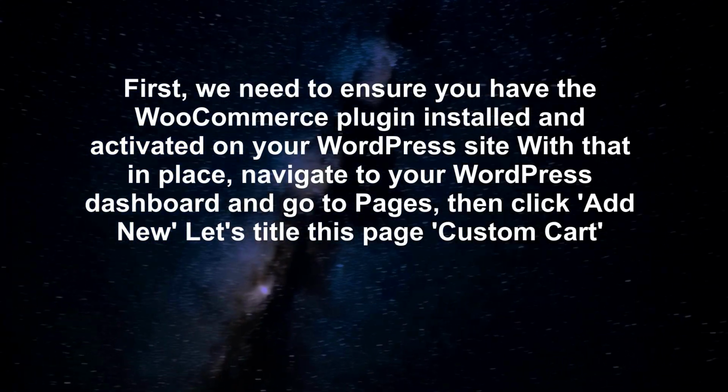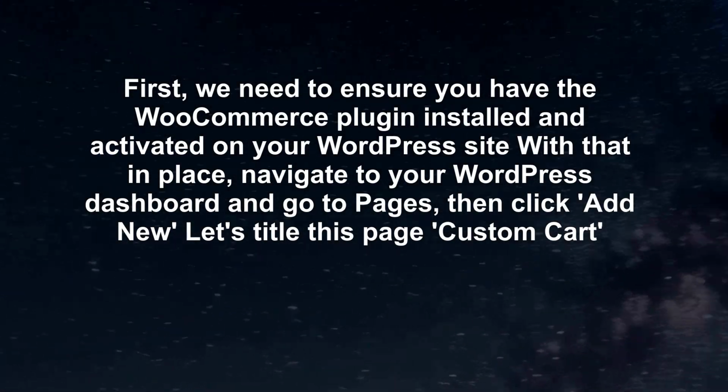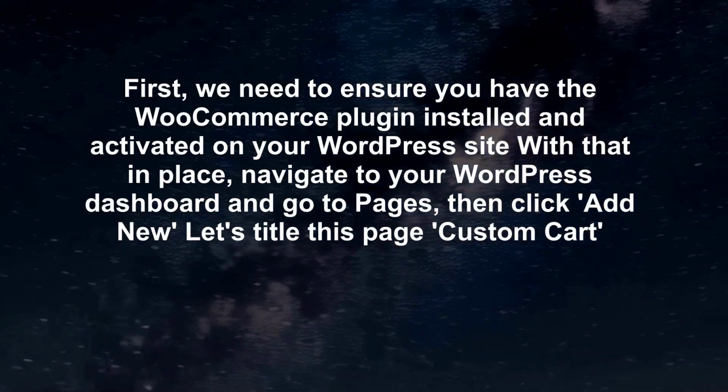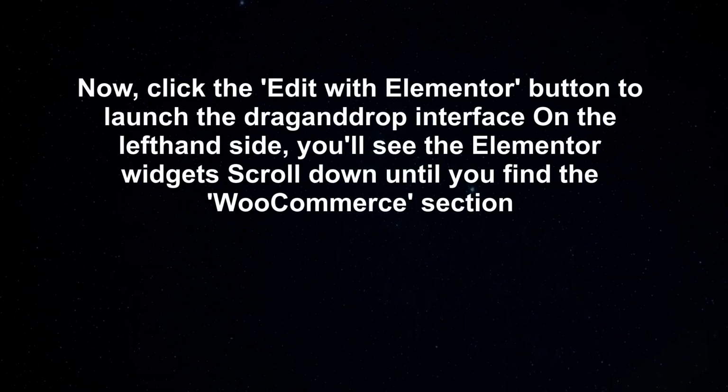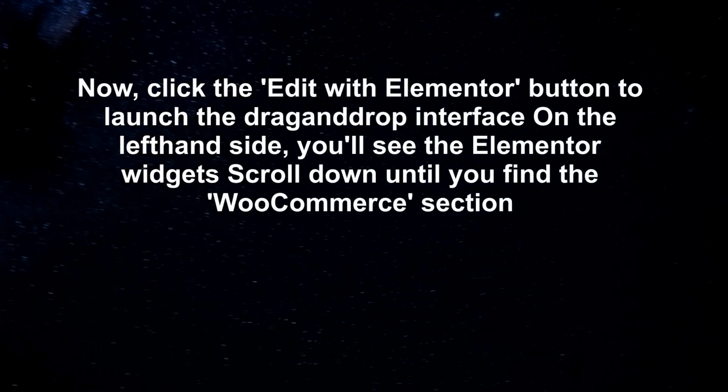With that in place, navigate to your WordPress dashboard and go to Pages. Then click Add New. Let's title this page Custom Cart. Now, click the Edit with Elementor button to launch the drag-and-drop interface on the left-hand side.